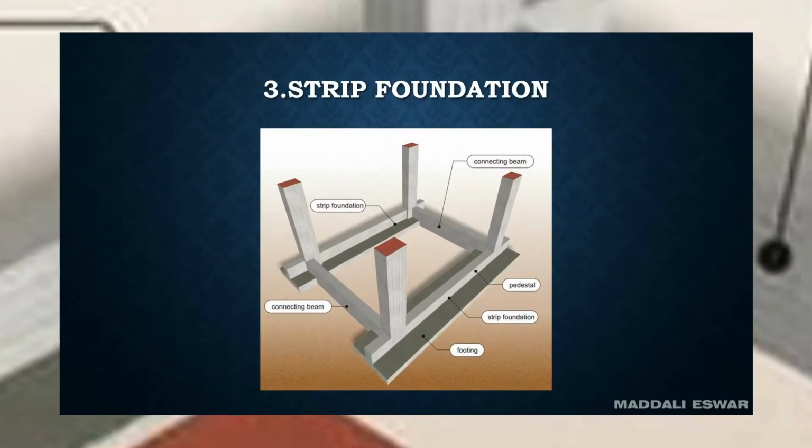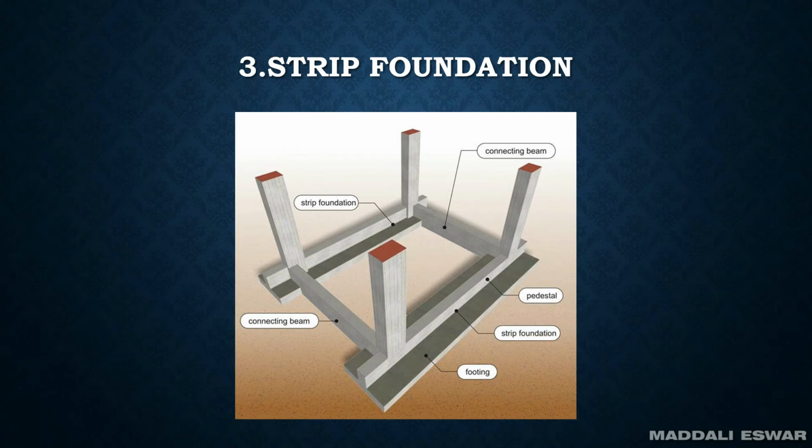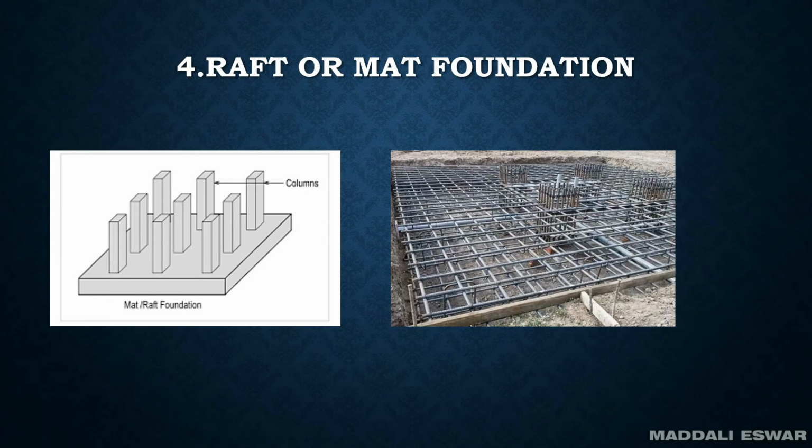Coming to the strip footing, in this picture you can see the strips on both sides, with the columns connected to the strips, so this is called strip footings. And coming to the raft or mat foundation, the whole bottom foundation is reinforced first, then you place the columns along the reinforcement. So this is called a raft or mat foundation. These are used in weak soil.